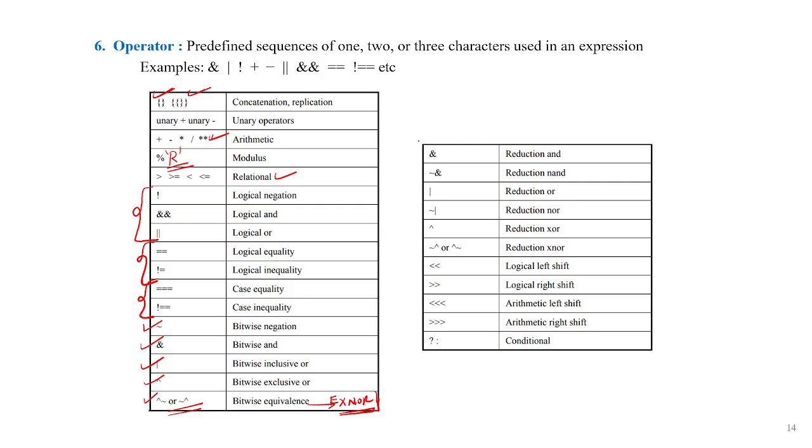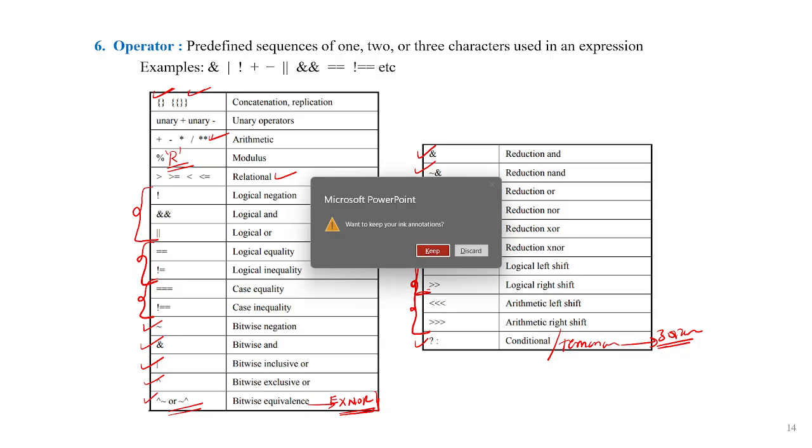And you have reduction operators: reduction and, reduction or, reduction nor, reduction XOR, reduction XNOR. Two symbols are there. You have shift operators, logical shift and arithmetic shift left. This is the conditional operator, or ternary operator, which means three operands will be there. Each and everything we'll discuss in detail. Did you understand the operators? You respond so that I will move forward.